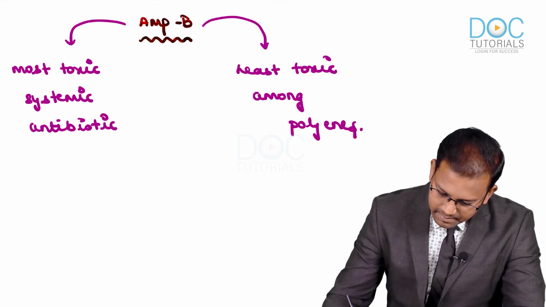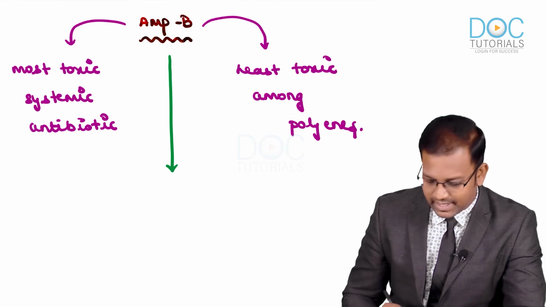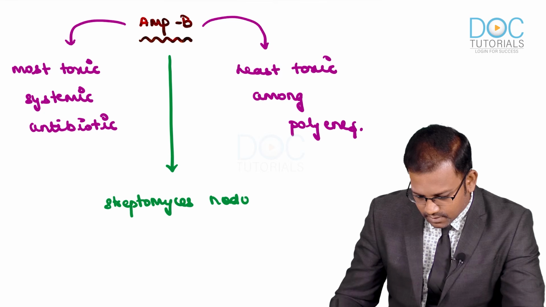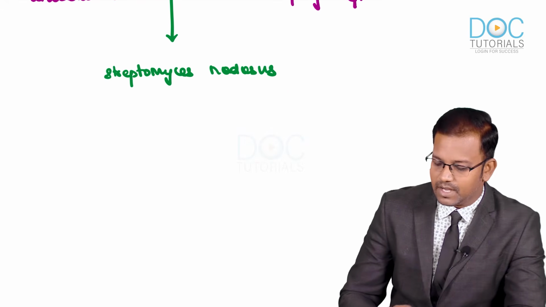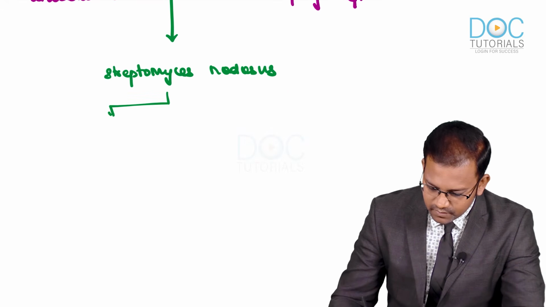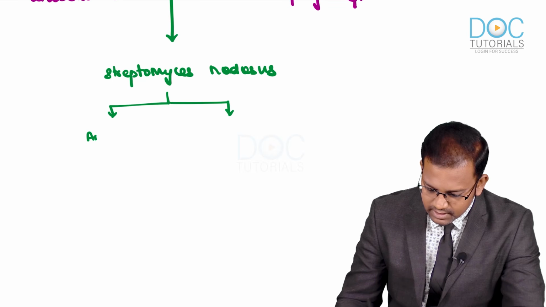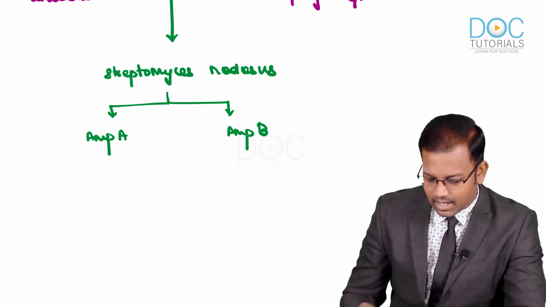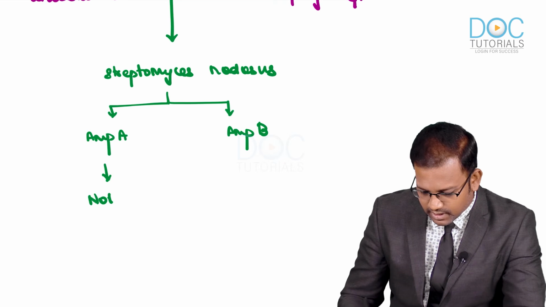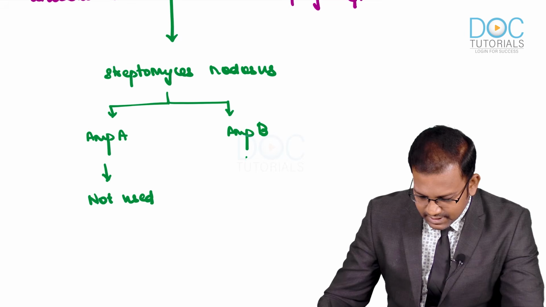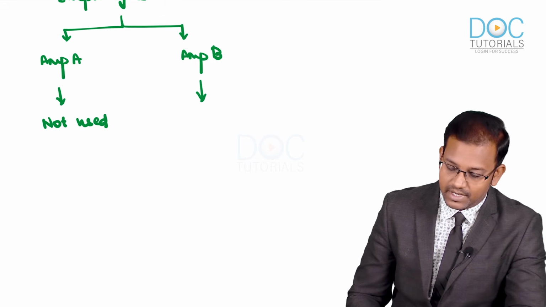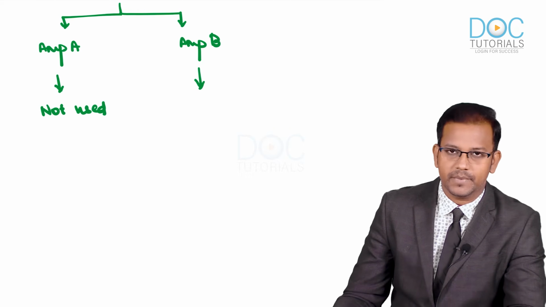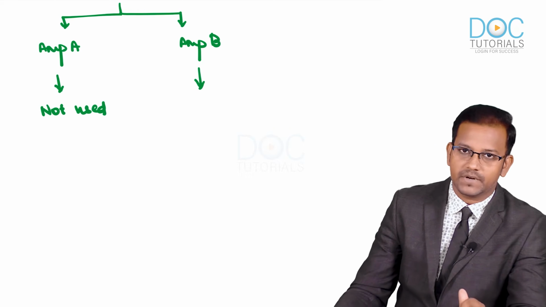From where is amphotericin B derived? Amphotericin B is taken from Streptomyces nodosus. From this we derive two different types of amphotericin: amphotericin A and amphotericin B. Amphotericin A is not used nowadays, but amphotericin B is, currently for the treatment of mucormycosis and also for many other conditions.